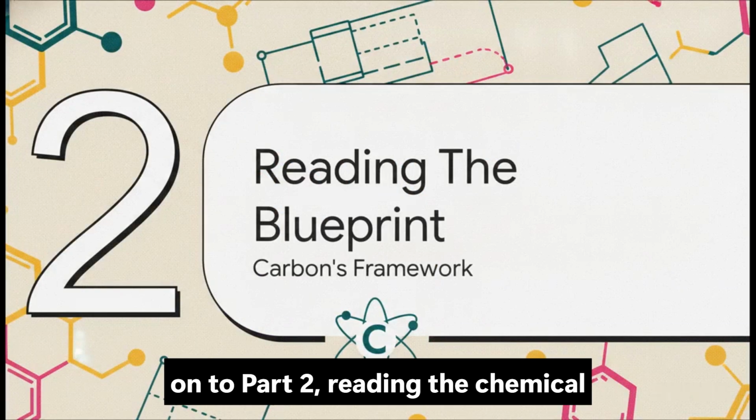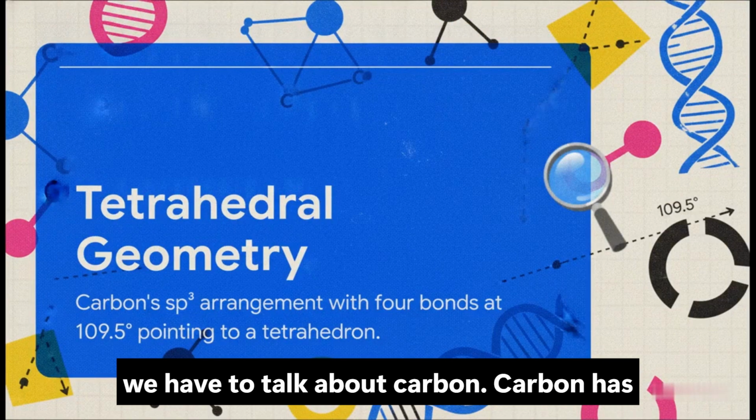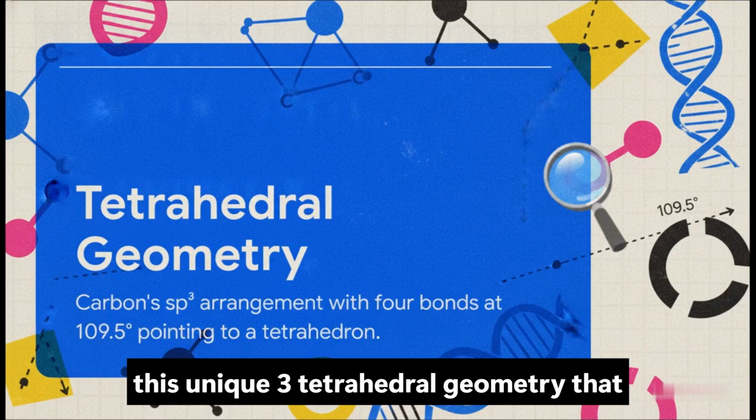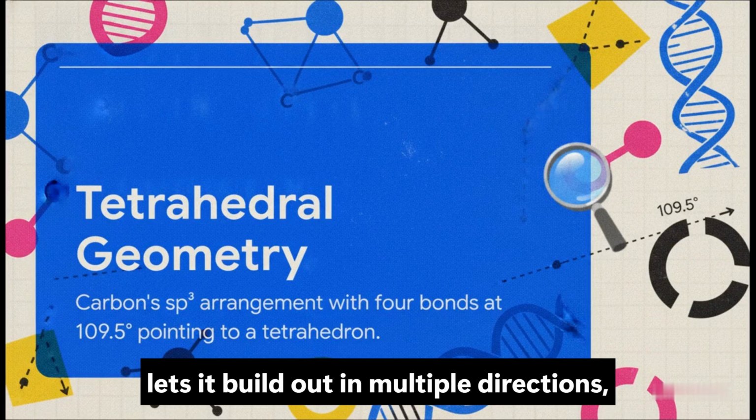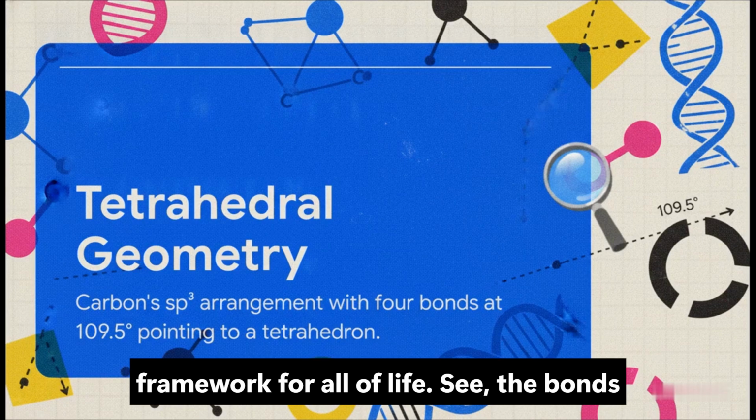Moving on to part 2, reading the chemical blueprint. To understand this blueprint, we have to talk about carbon. Carbon has this unique sp3 tetrahedral geometry that lets it build out in multiple directions, which literally provides the structural framework for all of life.